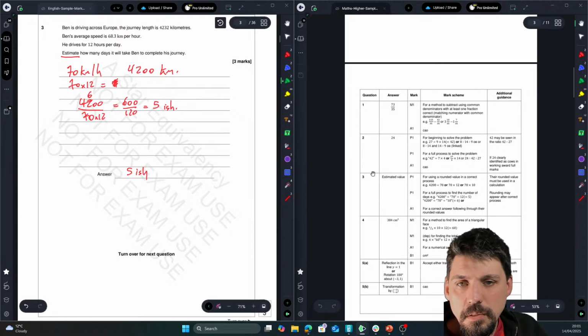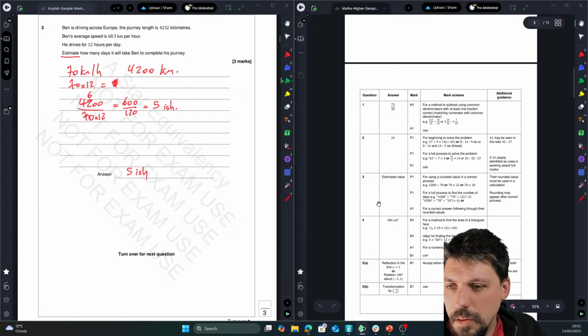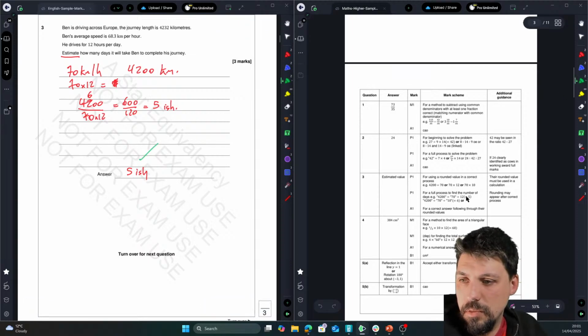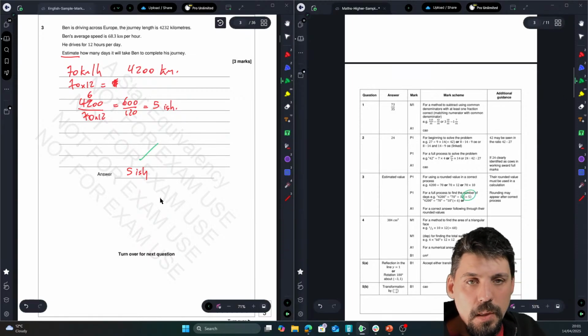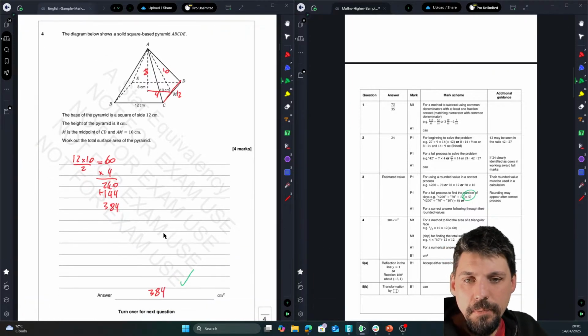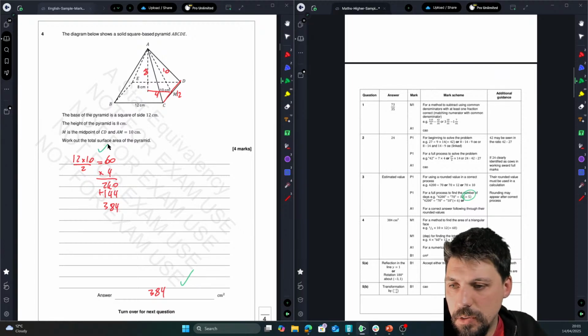I mean, what's my answer? Estimated value, thank you. So, 5. Looks like 5 is accepted right there. Yep, I'm taking the 5. It says 5 right there. I'm taking the 5 from right there. Number 4, 384, I'm taking it. Did I put the right thing? Find the area of a triangle. Yes. Total surface area times 4.